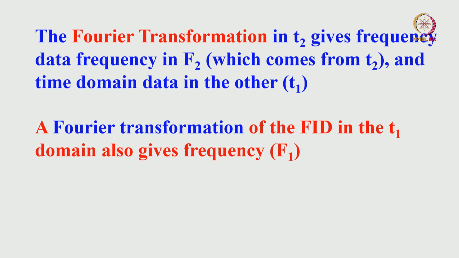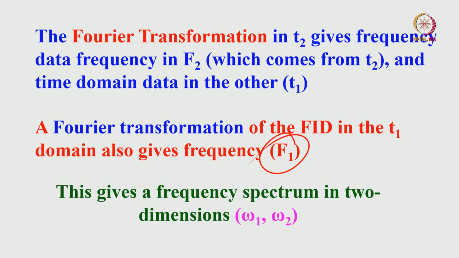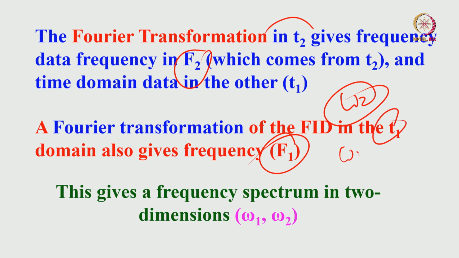So both are there. What I am going to do is the Fourier transformation of the FID in the T1 domain. I can do Fourier transformation separately, individually, in both the domains. If I do the Fourier transformation of the FID collected during T1, I get the frequency F1. This gives the frequency to me in 2 dimensions now. When I do the Fourier transformation in the T2 dimension, I get omega 2. When I do the Fourier transformation in the T1 dimension, I get omega 1. Now, a Fourier transformation in both the dimensions gives me a spectrum in 2 dimensions, omega 1, omega 2.